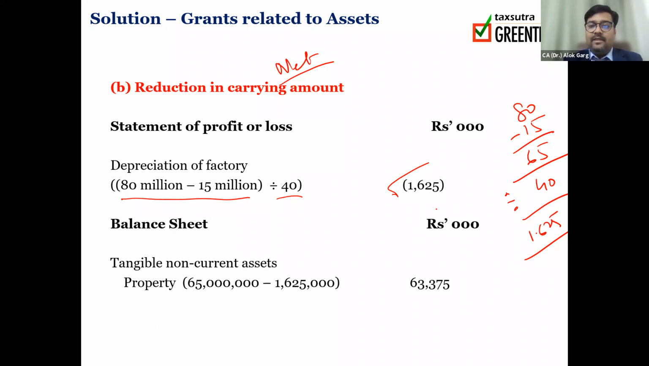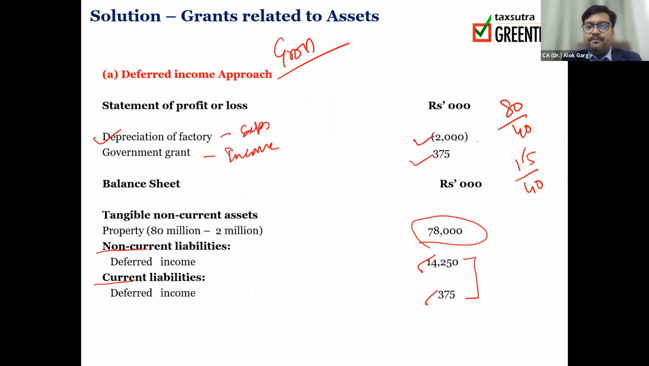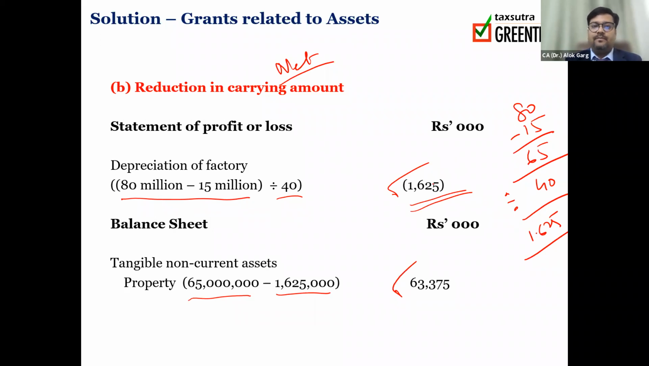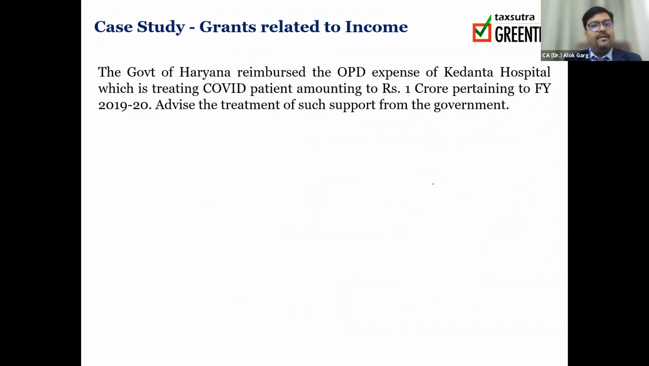Okay. And in the balance sheet, what is the value of the net block? 65 million minus 16,25,000. 63,375. The net P&L impact will be the same. If you reduce minus 2,000 plus 375, it will give you 16,25,000. Okay. Grant related to income.